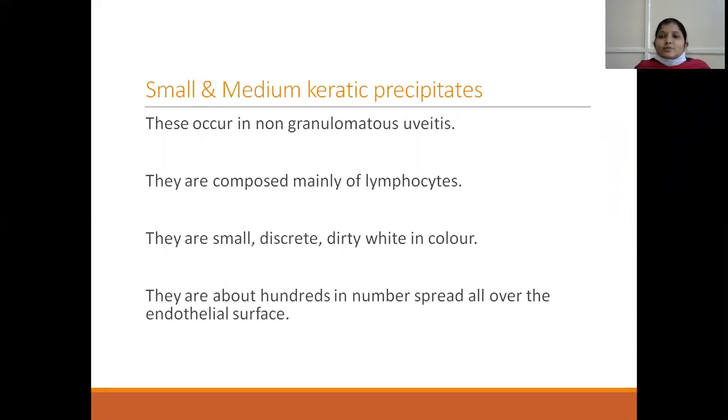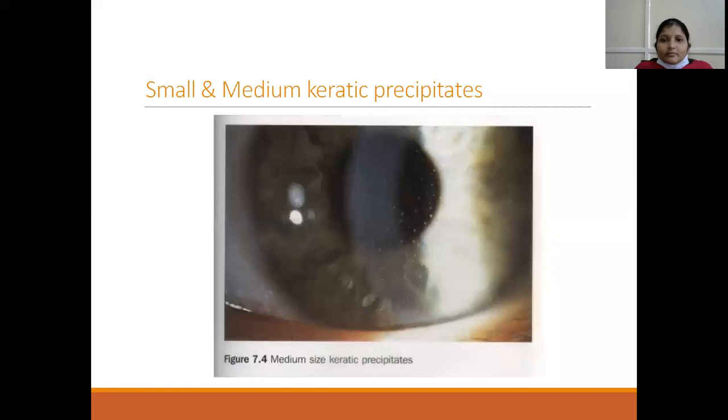So next we'll deal with small and medium sized KPs. So these are common in non-granulomatous uveitis and they are composed of lymphocytes. They are in contrast to mutton fat KPs. These are small, discrete and multiple in number, and they are dirty white in color. Here you can see these are small KPs. You can see small white dots present on the posterior surface, and compared to the mutton fat KPs, these are more in number, small in size and discrete.